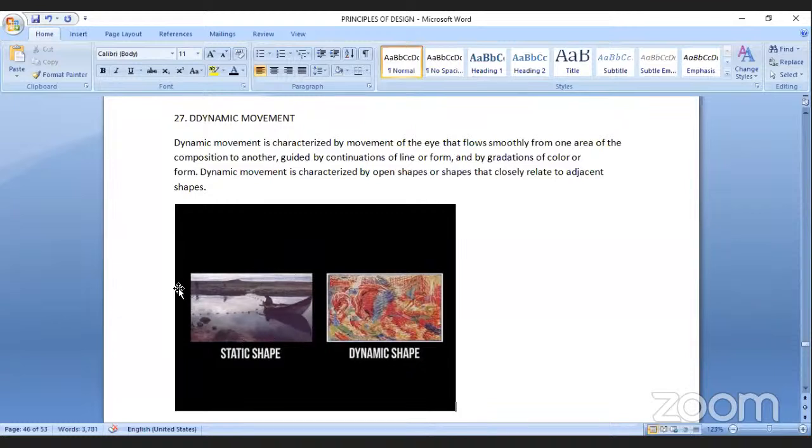Now here, if you see, there's a boat, but there's no sense of movement. It's static. It's like frozen in time. He's putting that net, but it is frozen. It is not showing a movement as such when you're watching the image. Static.